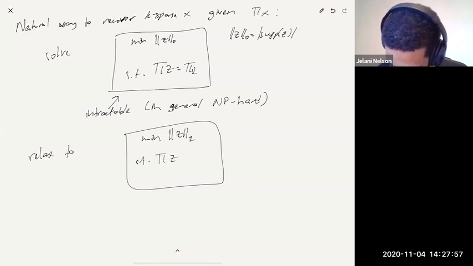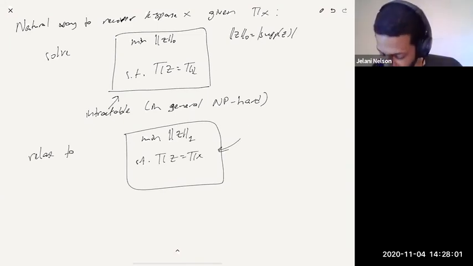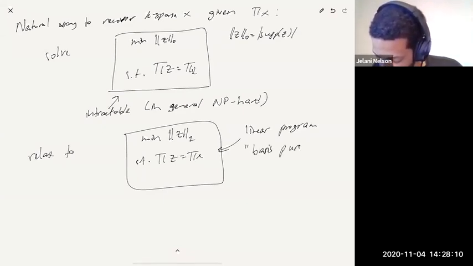Subject to pi z equals pi x. And this is a linear program. And this linear program is known as basis pursuit in the literature.